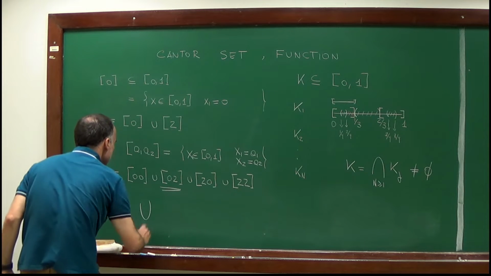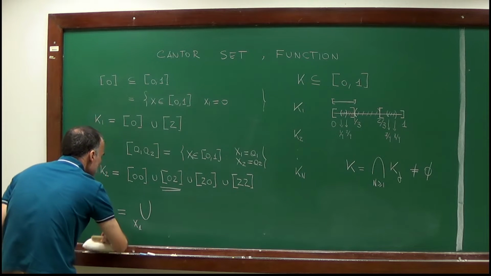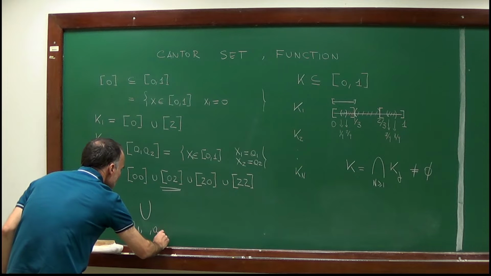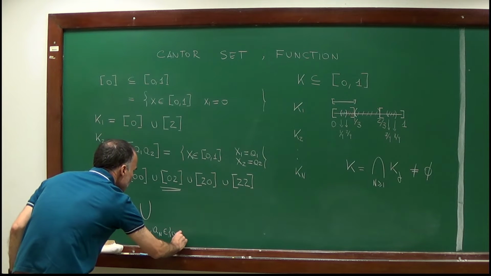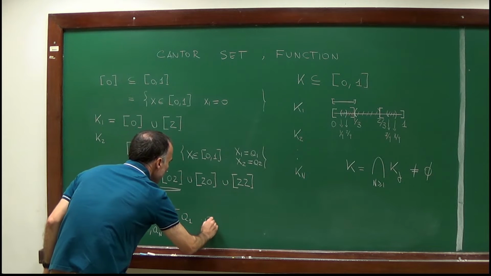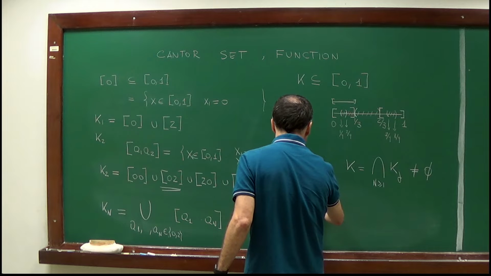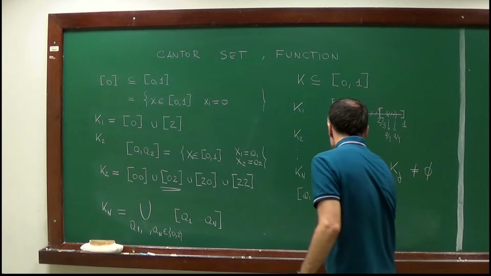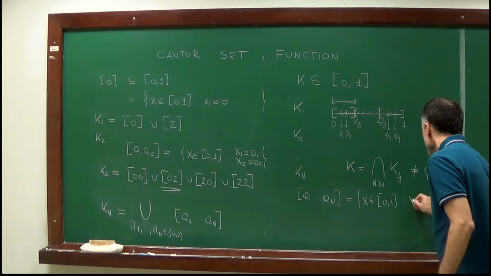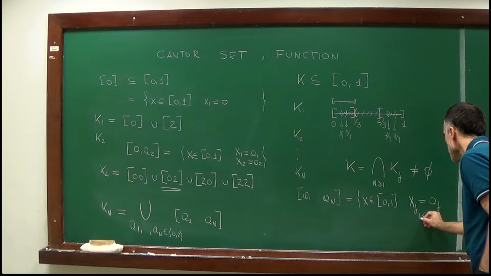So this is a union over all x1, or maybe let me call them a1 up to an, which belong to {0, 2}, of the sets bracket a1, ..., an, where bracket a1, ..., an is equal to the points x in [0, 1] such that in the expansion, the jth digit xj is equal to aj for j between 1 and n.